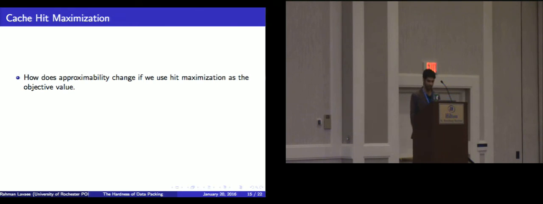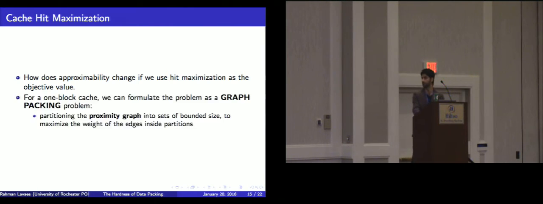Next, we are going to see what happens when we take as the objective value not minimizing the cache misses, but maximizing the cache hits. Obviously, from the optimization point of view, this is the same problem. But when you think about approximation, it may have different implications. For example, for a one-block cache, we can formulate the problem as a graph packing problem. This is basically partitioning the proximity graph into sets of bounded size, where the bound is the packing factor, to maximize the weight of the edges inside partitions. So it's easy for the one-block cache.